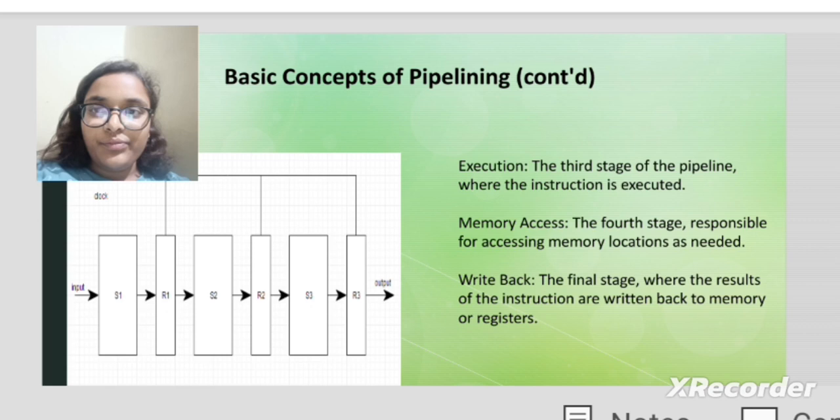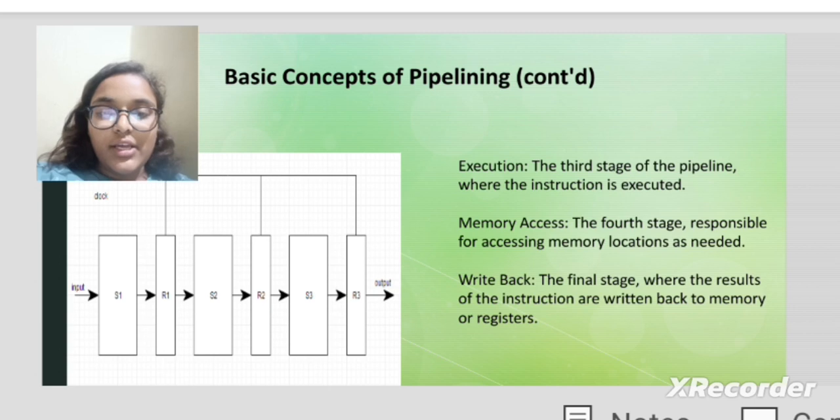Next is basic concepts of pipelining continued. Execution: the third stage of the pipeline, where the instruction is executed. Memory access: the fourth stage, responsible for accessing memory locations as needed. Write back: the final stage, where the results of the instruction are written back to memory or registers.